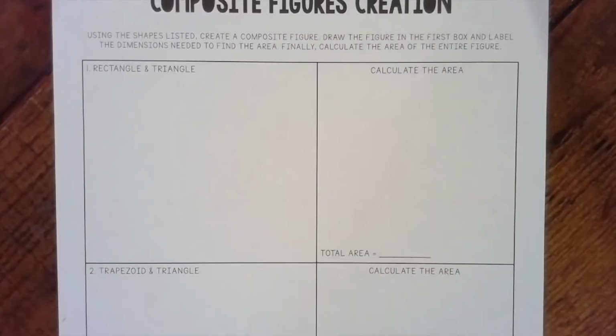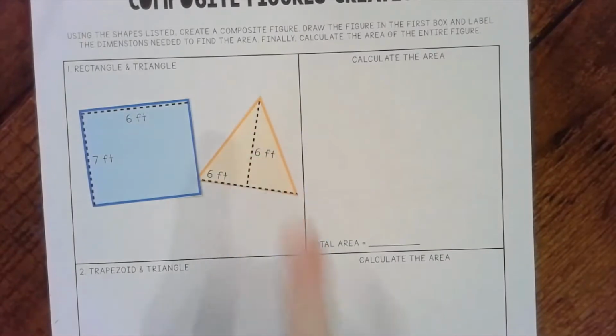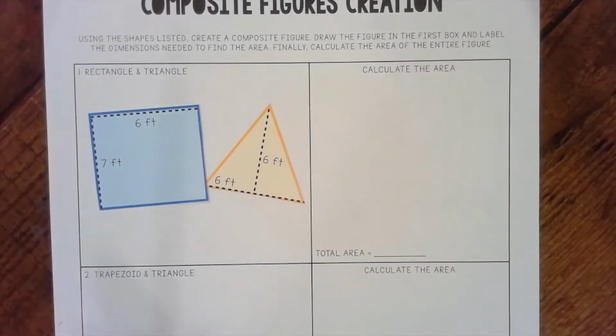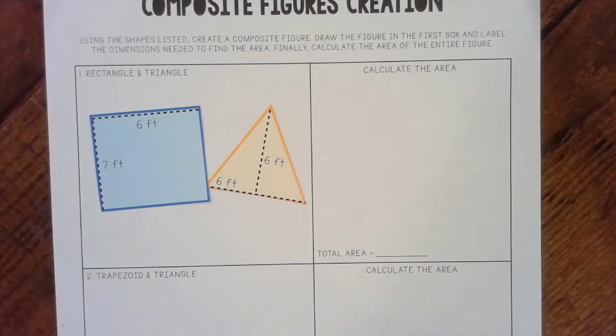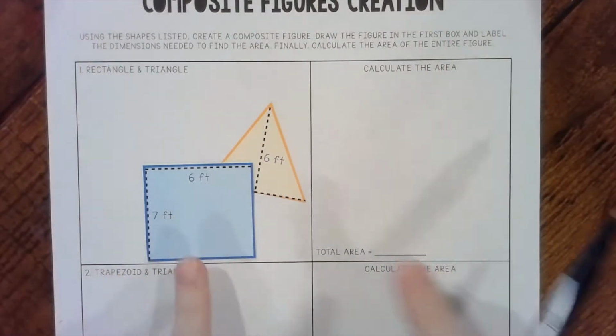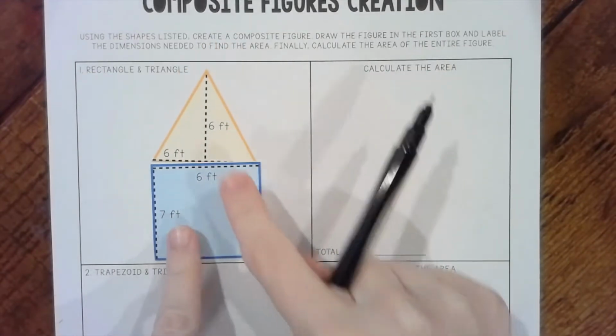So now our first problem says we need a rectangle and a triangle. So we're going to pull those from what we just cut. Now that we have the shapes that we need to make our composite figure, we need to figure out how do we want to put these together. Now, the beauty of this activity is it's totally up to you. So I'm going to go ahead and put the rectangle on the bottom and the triangle on top. So it kind of looks like a house.